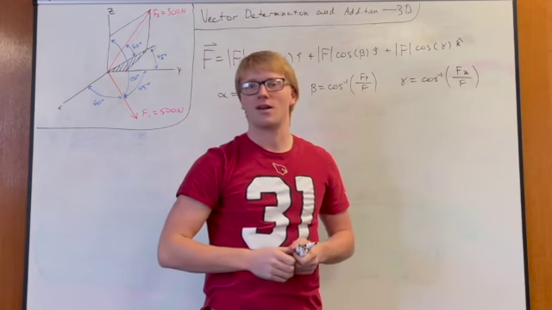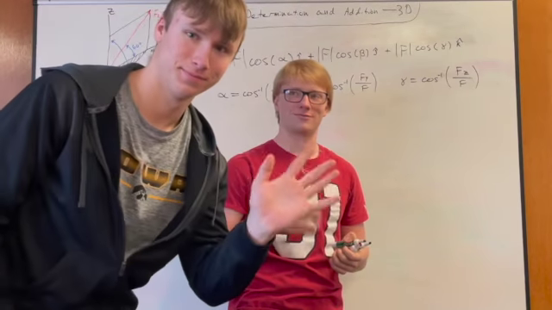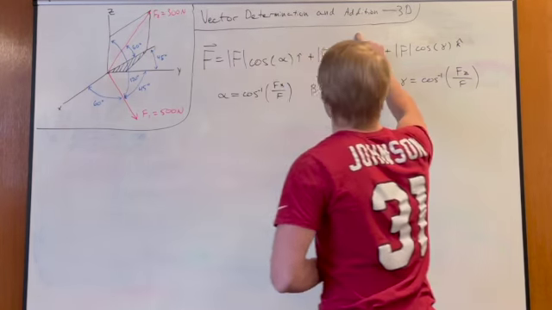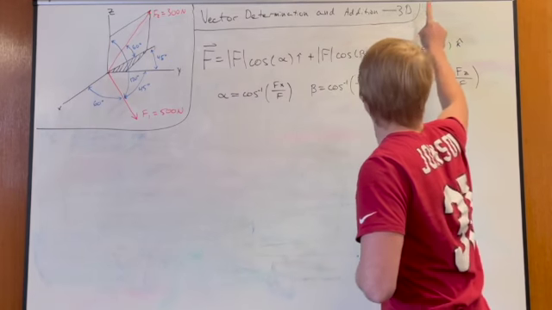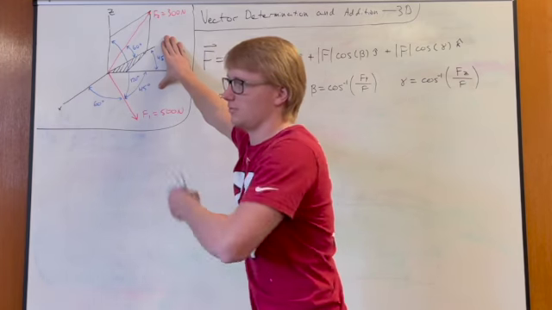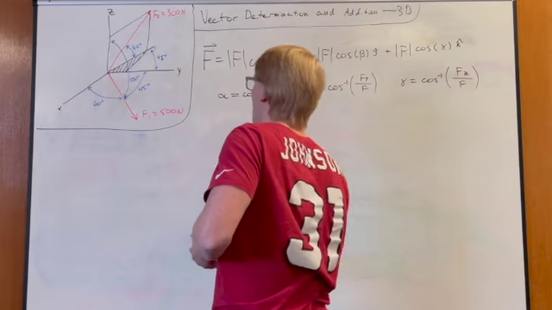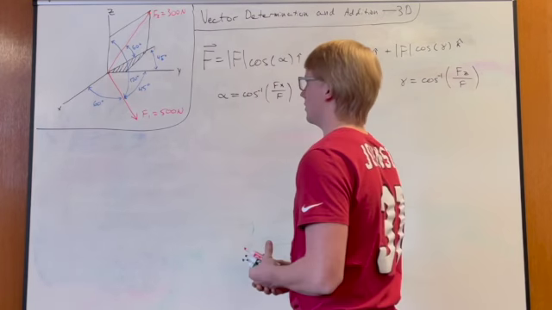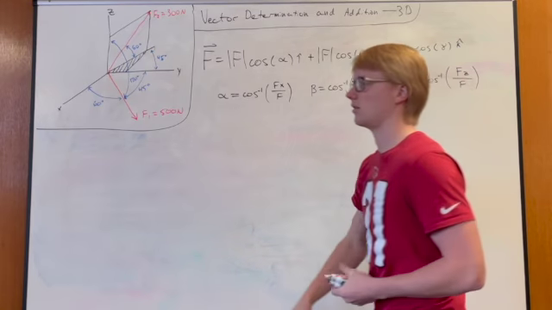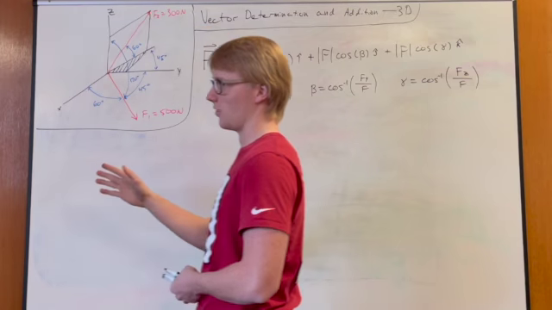Okay, so today I'm teaching John, you've met John, about vector determination and addition, the 3D version. This is our drawing. We have two vectors, F1 and F2, and we're going to use these equations right here to find a resulting vector. Sounds fun?